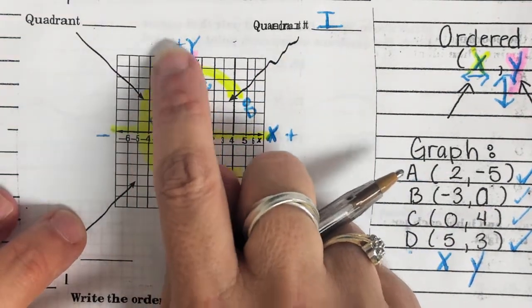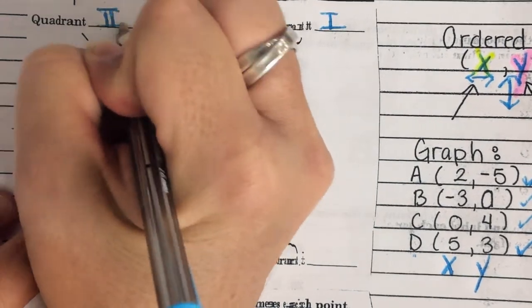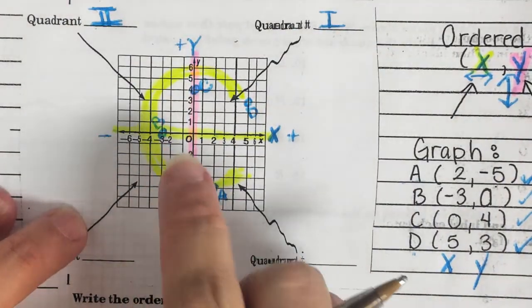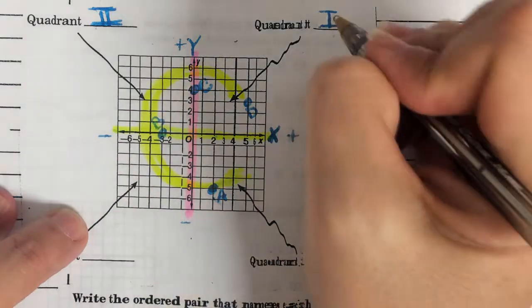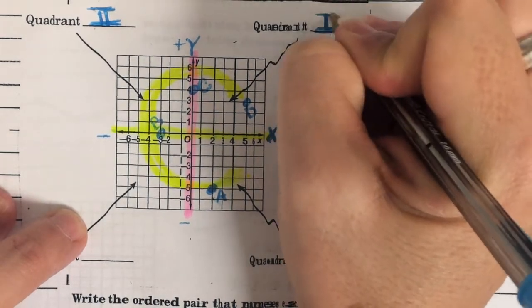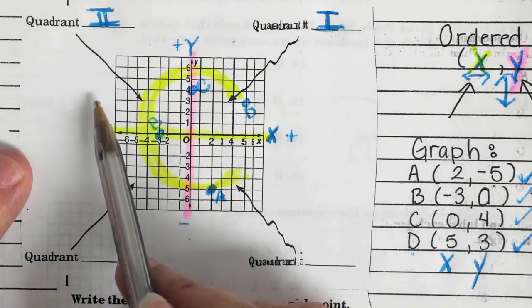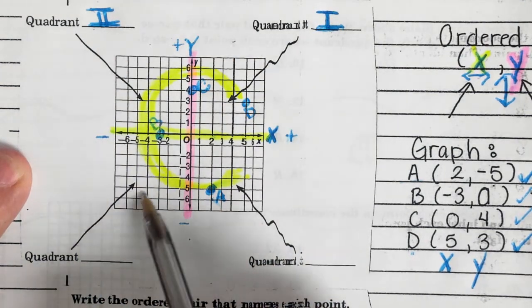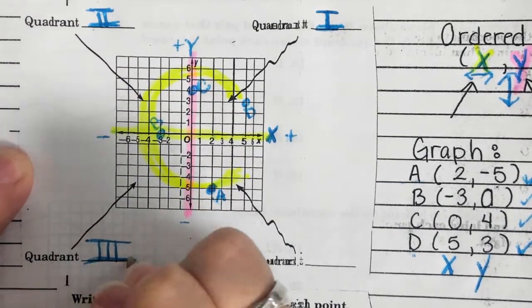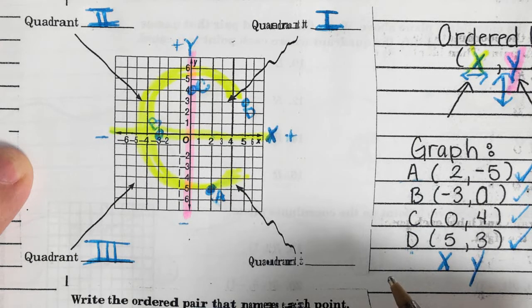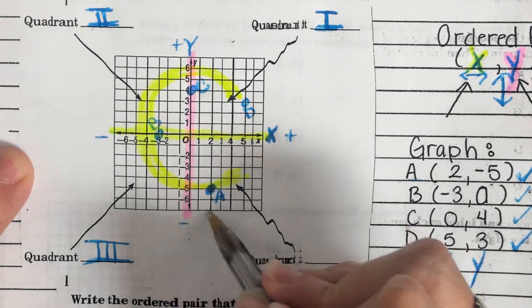Okay, this is quadrant 2. Quadrant 2 looks like that in Roman numerals. It is 2 1s. Okay, we're getting there. Third one, going around this way. This is quadrant 3. And in Roman numerals, yes, it is 3 lines. Now, this is quadrant 4.